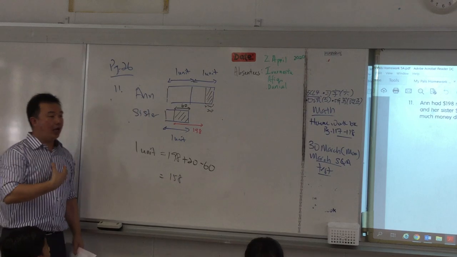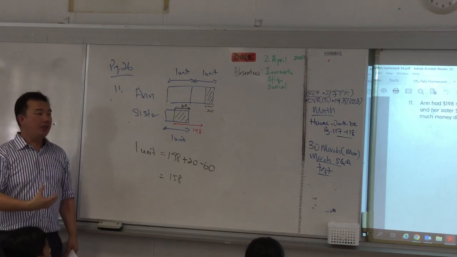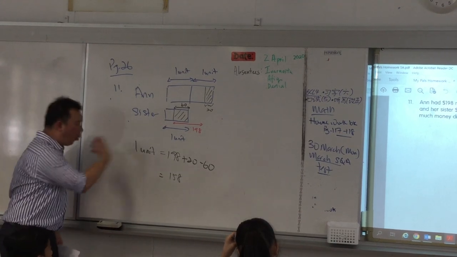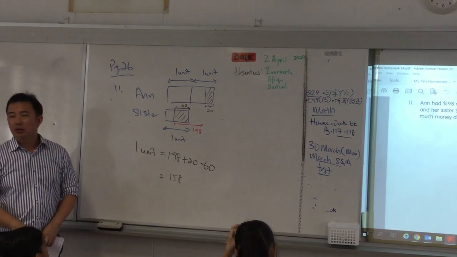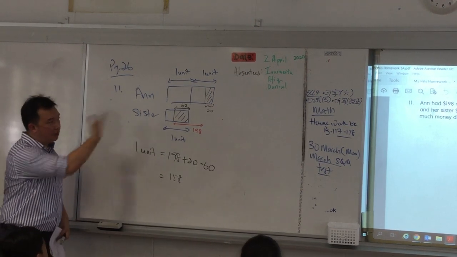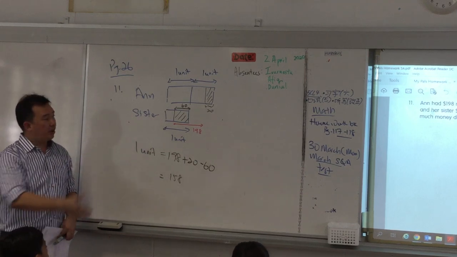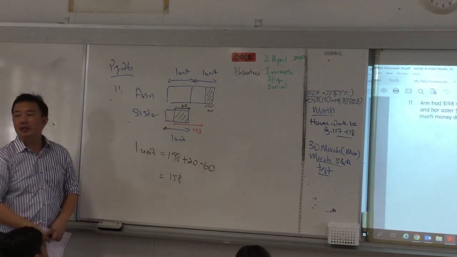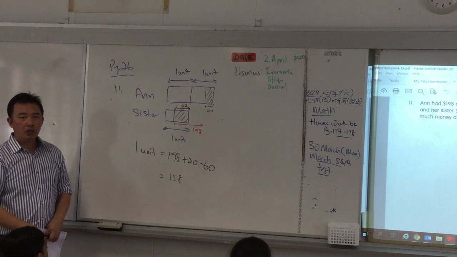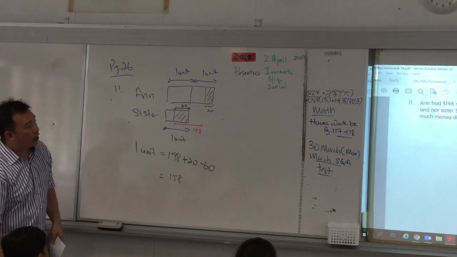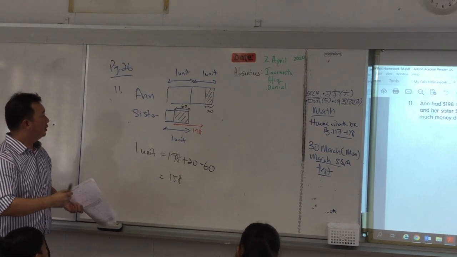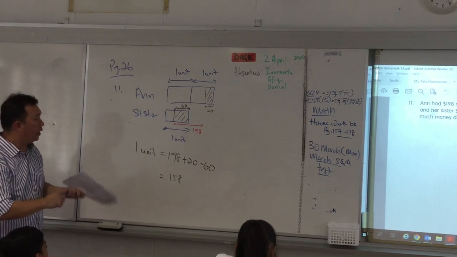Now, I appreciate that. I know you want to copy, but before you copy, you take a look at how I get the answers. It's the how that's more important. It's not the what, the answer, that is important. Because I will not be giving you another question with similar context, with similar numbers. So once you know the one unit, the question wants to know how much money Anne had at first. Okay, so once you know one unit, it's very easy already.